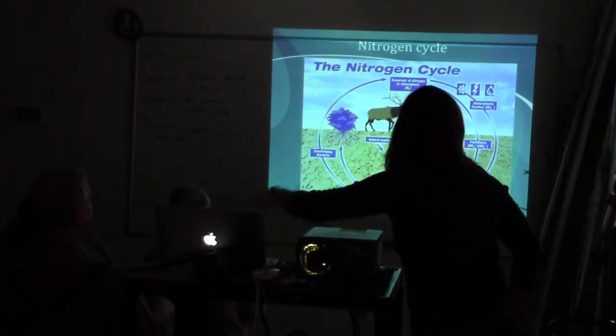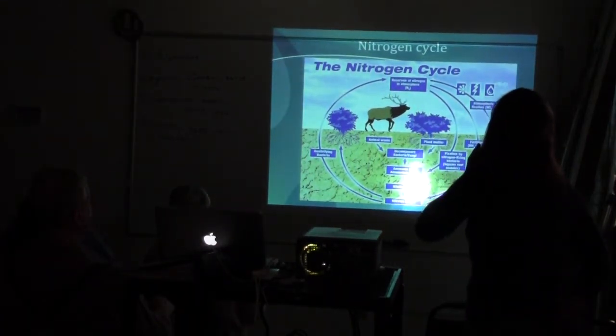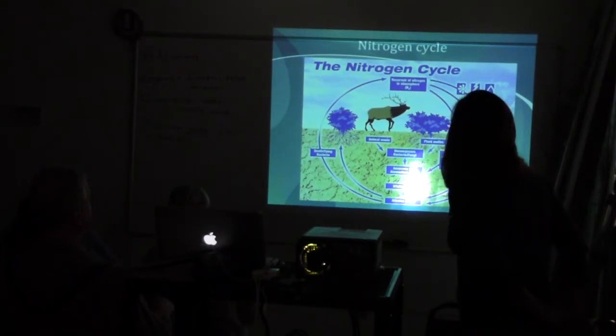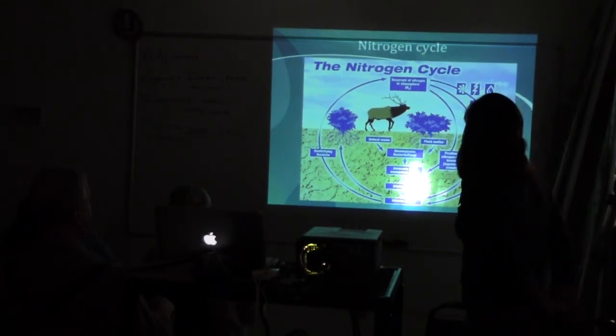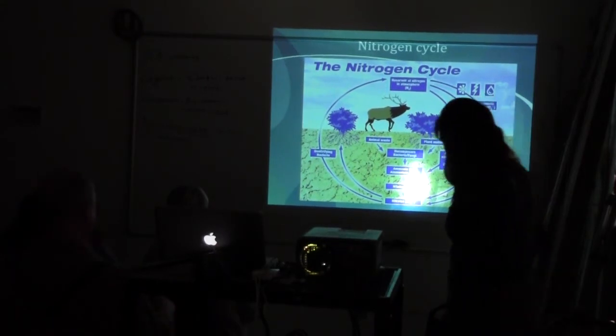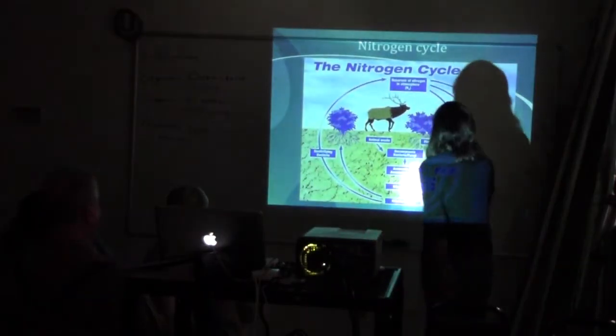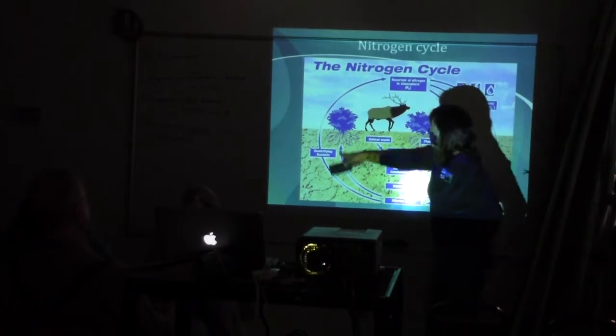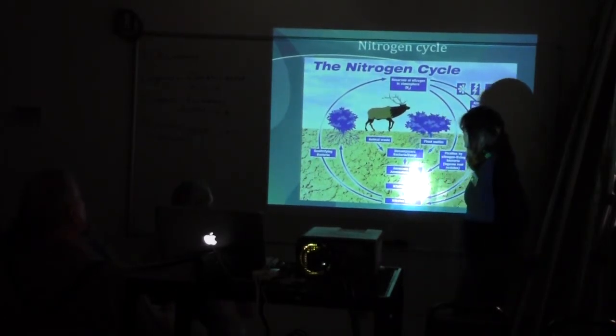So we're seeing the reservoir in the atmosphere, N2, going down to the nitrates. The denitrifying bacteria in the soil can change NO3 back into N2, get the oxygen onto that.